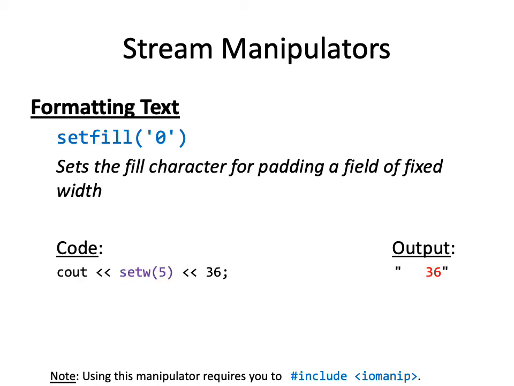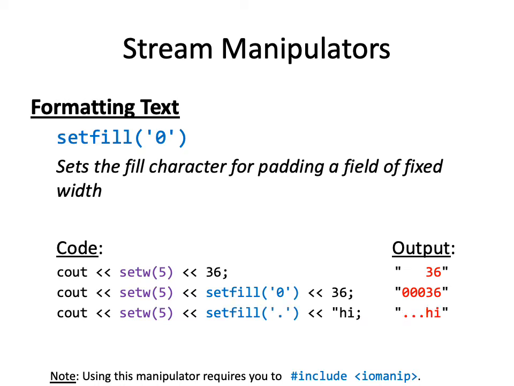So for instance, if we do set width 5 and then 36, that means we're going to output a string of 5 characters, the last 2 of which will be 36. Now, if we add SetFill in there with a 0, then that means that it will zero pad them, which means that it will fill that empty space with the character 0. It's not the number 0, it's the character 0. I could have just as easily done another character as well. For instance, the dot character, period.